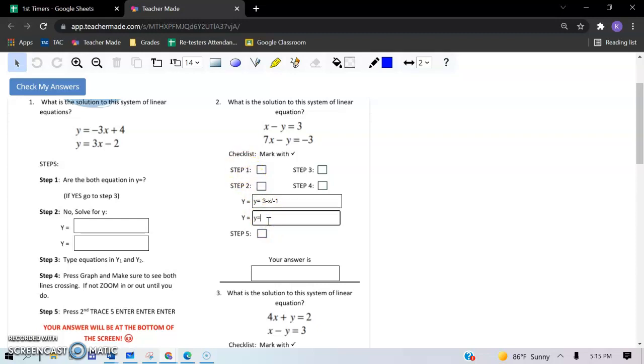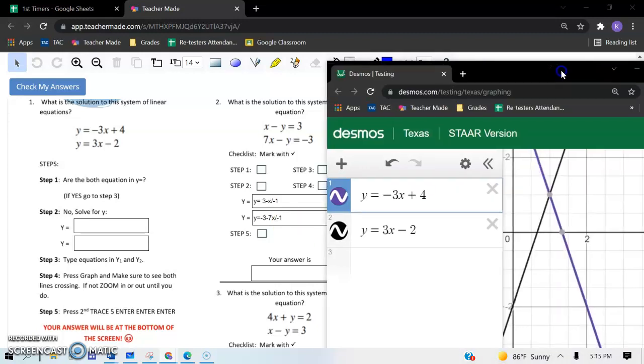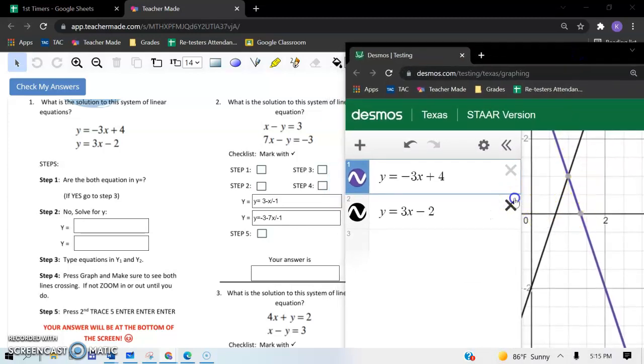This one, y equals divide. Move the cursor to the front. Negative 3, opposite of positive 7x. Negative 7x divided by the number in front of the y, which is a negative 1. So let's start typing in the calculator what we just did right here.